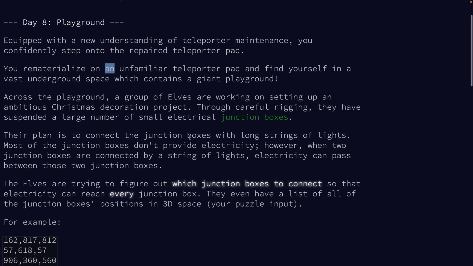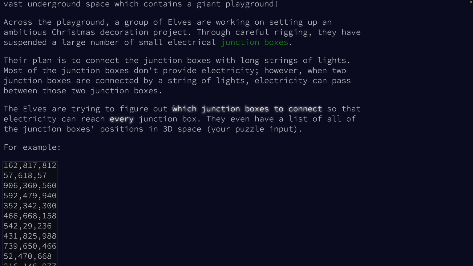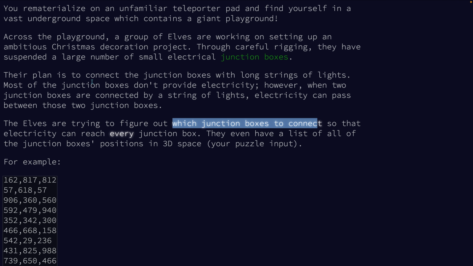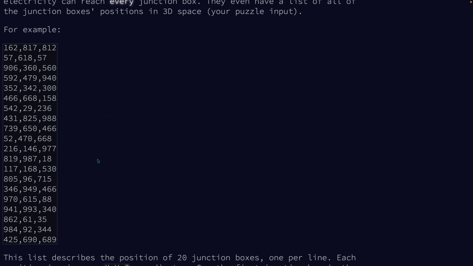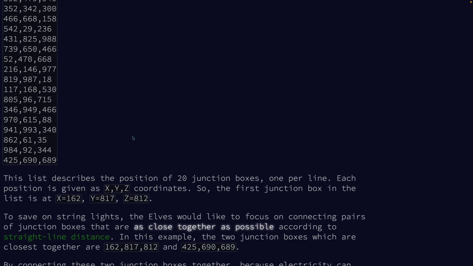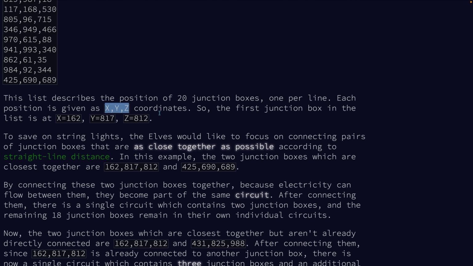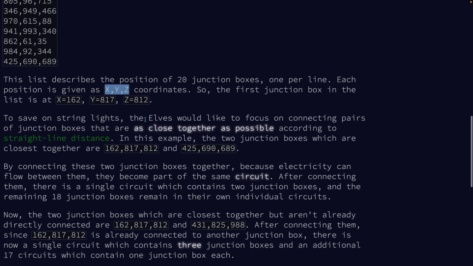We teleported junction boxes. Which junction boxes connect so that electricity can reach every junction box? They even have a list of all the junction boxes' positions in 3D space. Okay, 3D space problem. We've got, I don't know, an IVEC3, we'll call this, on each line. Each position is XYZ.